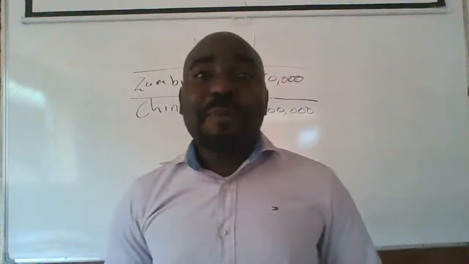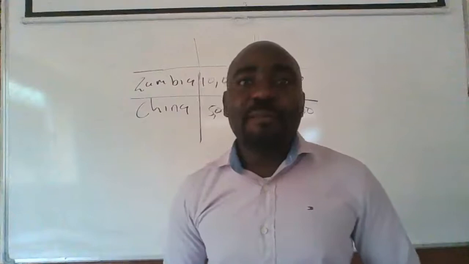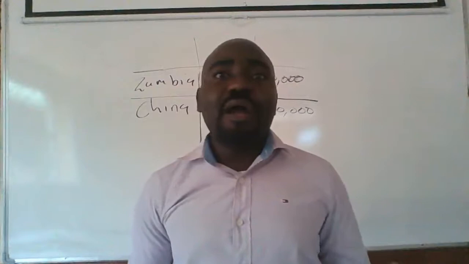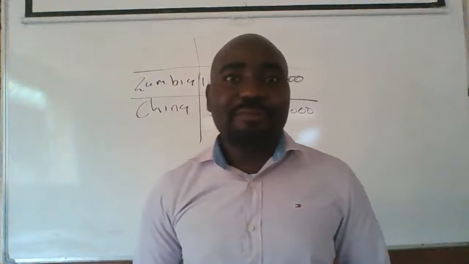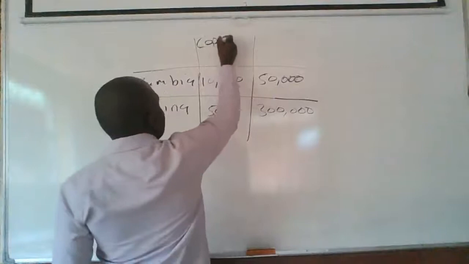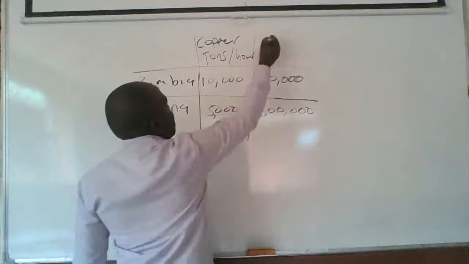Let's take the numeric example below and see how we can determine the product of efficiency using the comparative advantage approach. So what we have here is copper measured in tons per hour, and here we have clothes measured in tons per hour.